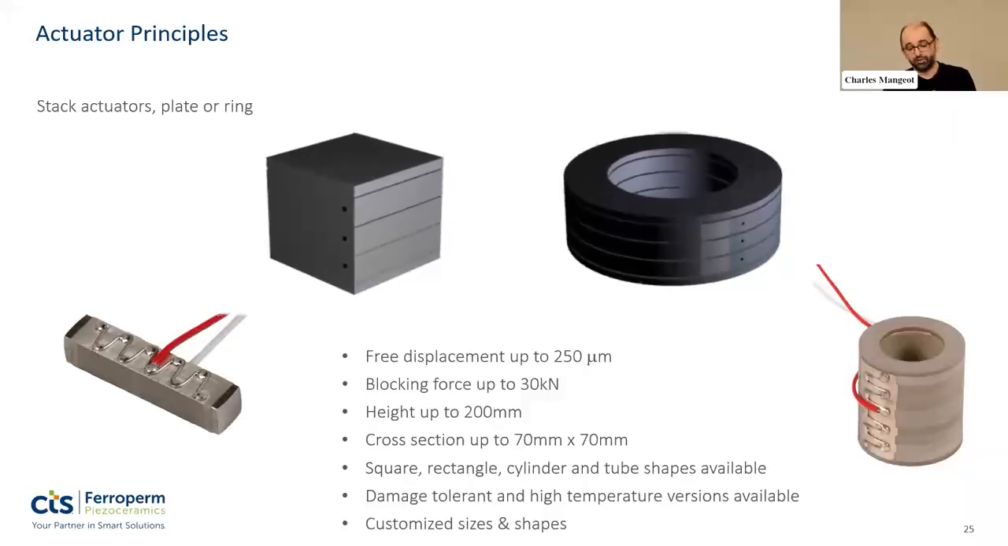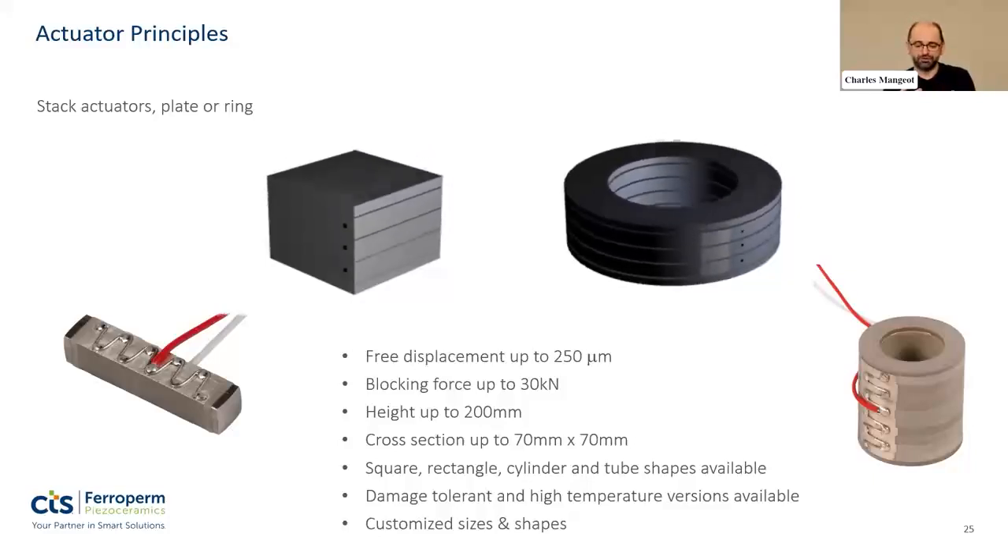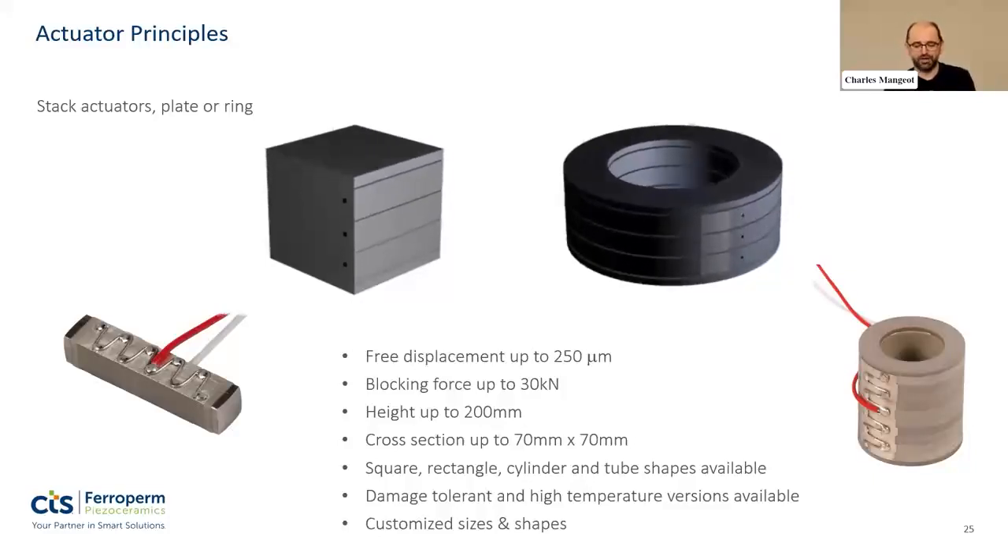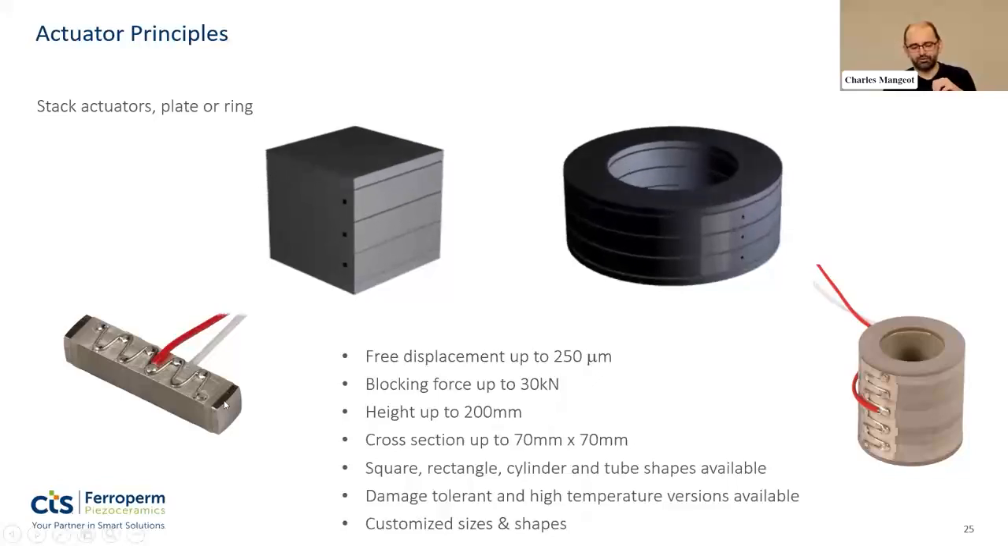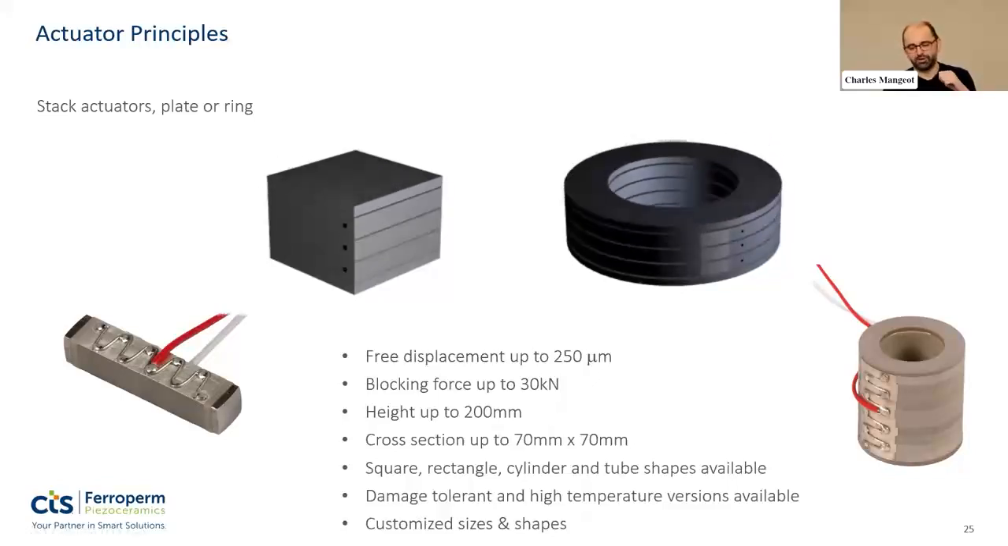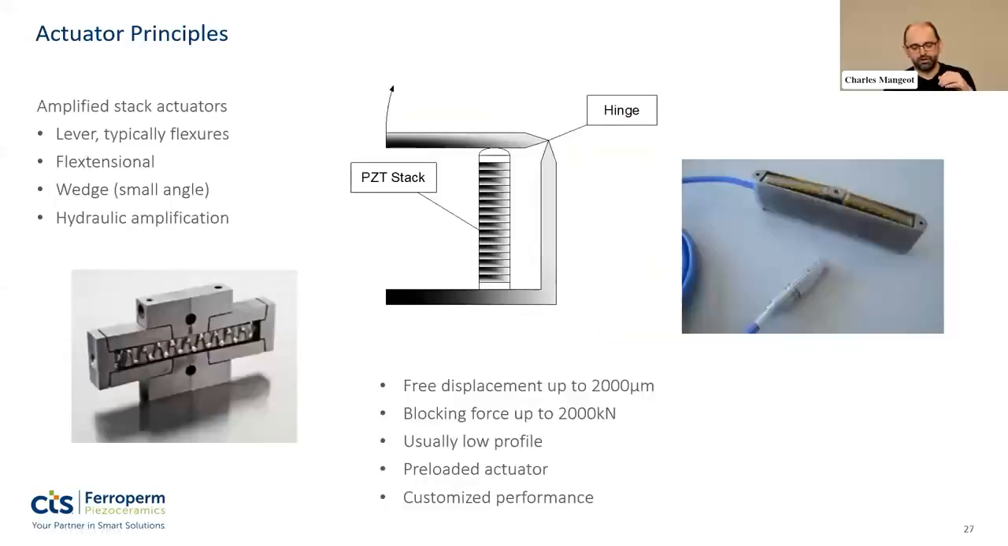It says here up to 250 microns. That's actually a little bit high. So we don't actually make that many stacks that give very high displacement like that. Usually we're talking about smaller stacks like this that give 20, 50 microns. It's very popular for positioning applications. The stack can be preloaded like here, or encapsulated like here to protect them from the environment or cool them down. I'll just let you refer to the different options.